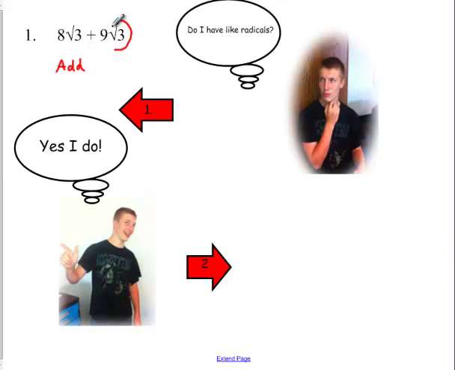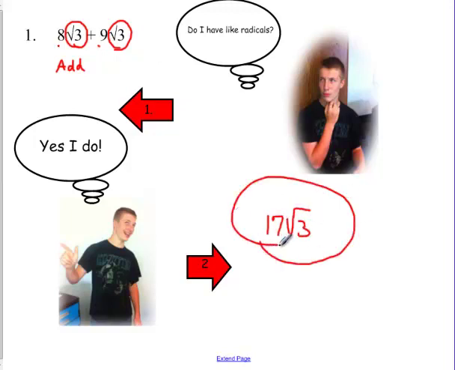Right here, this is a radical 3, and this is a radical 3. So all we have to do is count up how many radical 3's I have. I have 8 here and 9 here, so I have a total of 17 radical 3's. Hey, thanks, Jack. That was pretty easy.